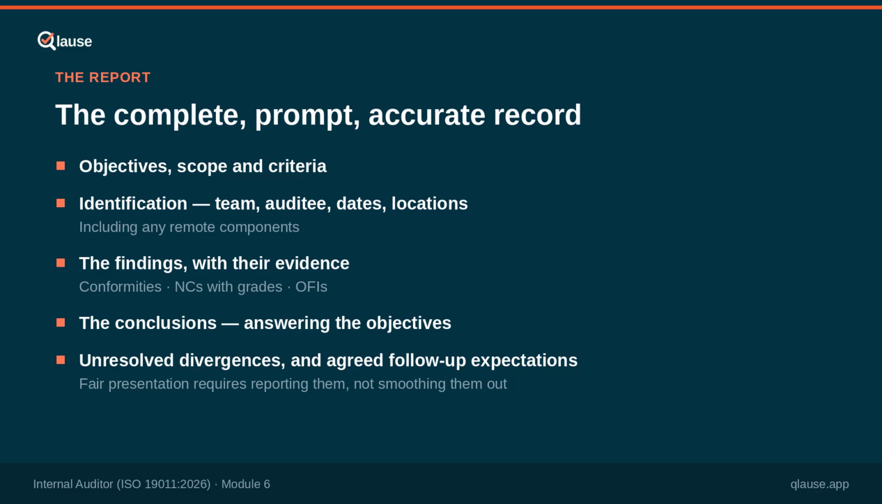The report first. It is the complete, prompt, accurate record of the audit: the objectives, scope, and criteria; the identification, team, auditee, dates and locations, including any remote components; the findings with their evidence, conformities, non-conformities with their grades, and opportunities for improvement; the conclusions, answering the objectives; any unresolved divergences. Fair presentation requires reporting them, not smoothing them out. And the agreed follow-up expectations.